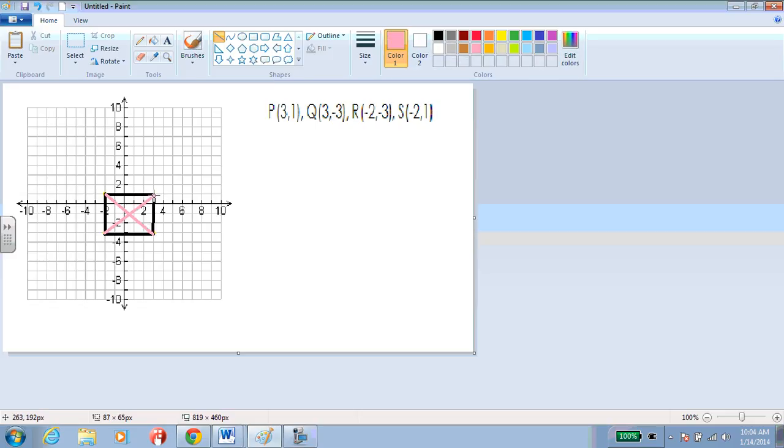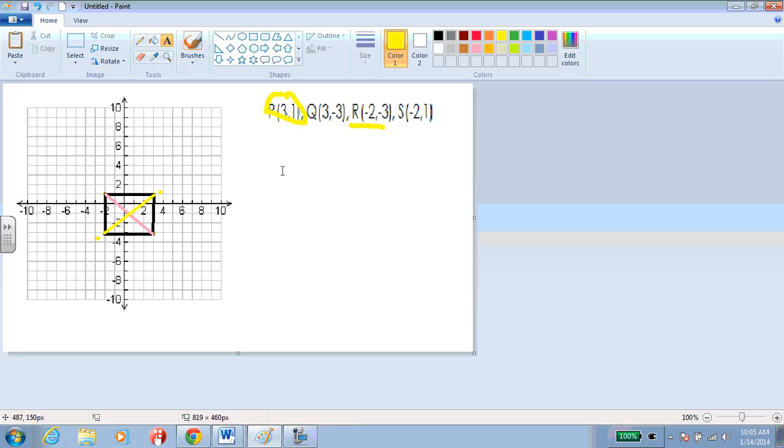So I drew in these diagonals. Let's see if they're congruent. One diagonal is made from point P, which is here, and point R, the point -2, 3, which is here. So I'm going to find the length or the distance between these two.